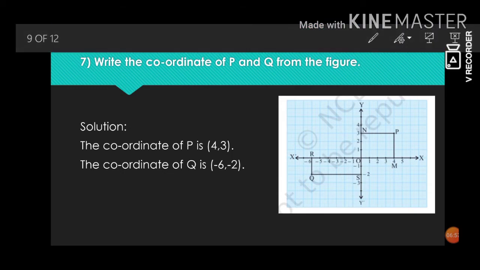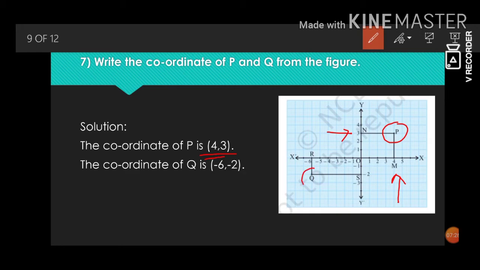Question number 7. Write the coordinates of P and Q from the figure. So a figure is given. Our coordinate of P, the P is over here. You can see it goes from the x-axis from the value 4 and from the y-axis the value is 3. So the coordinate of P will be (4, 3). First we will always write the x coordinate and then we will write the y coordinate.